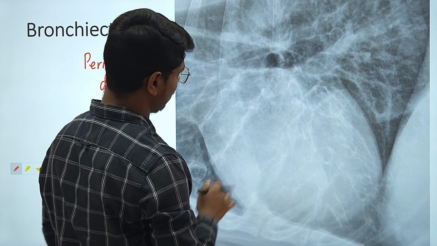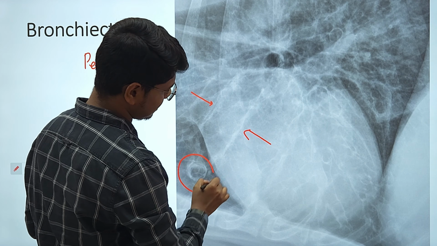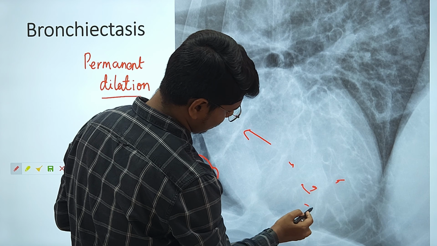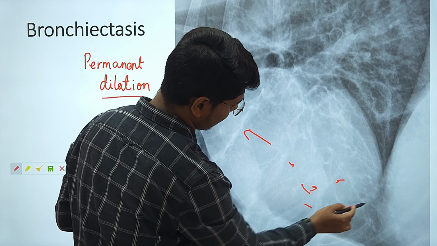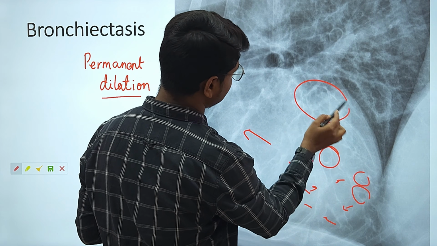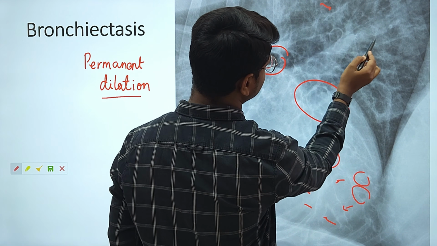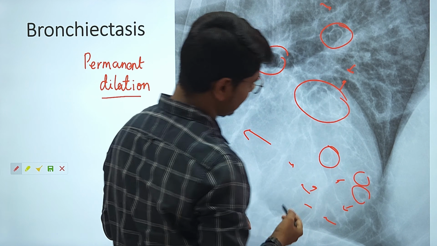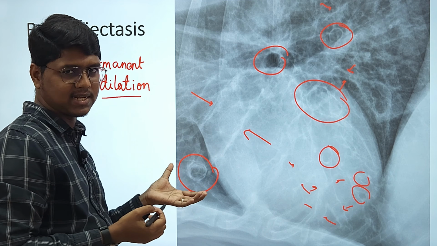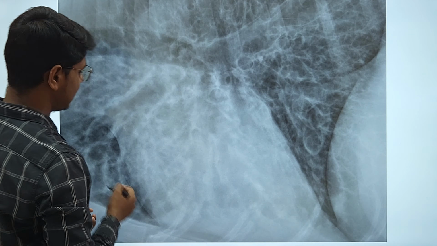You can see here the bronchus highly dilated, a ring shadow here. Here you can see this dilated bronchus. These are tram lines, ring shadow, ring shadow. Here is a very big ring shadow. You can see these tram lines. Here is a ring shadow. You can clearly see that the bronchial wall is dilated. This is bronchiectasis.